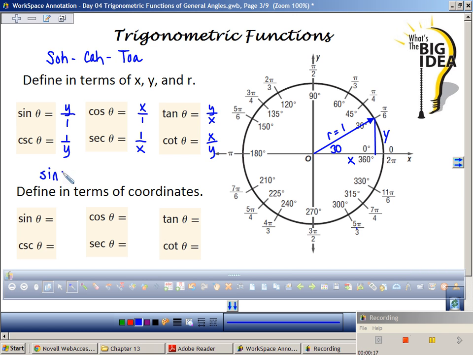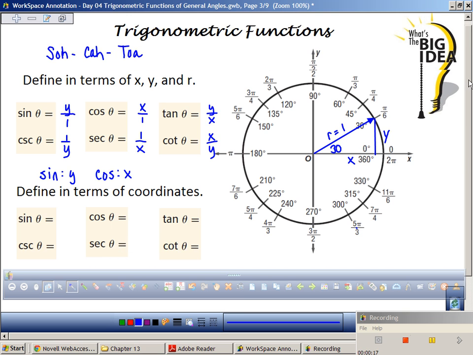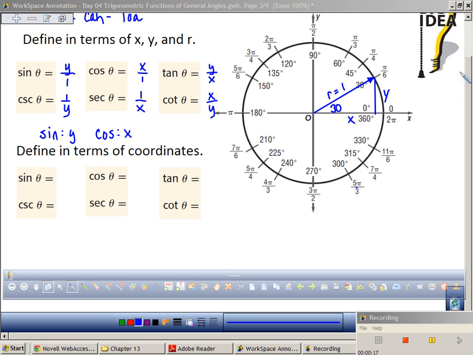This is what I want you to get from this. Sine is y. Cos is x. Today, for whatever you need right now, that's all you need to know. Got it? Okay. So let's define in terms of coordinates now.